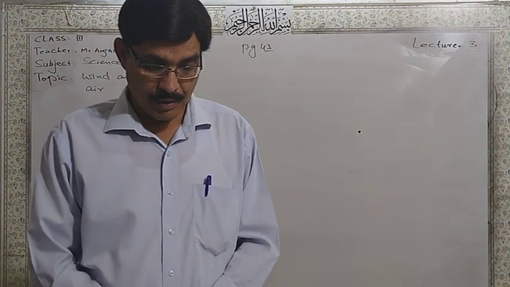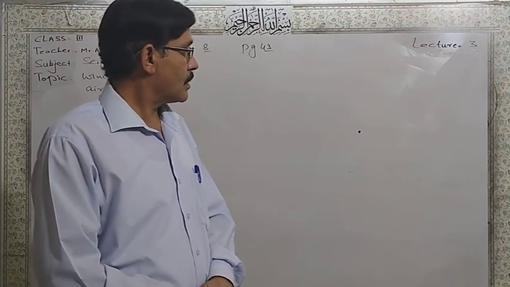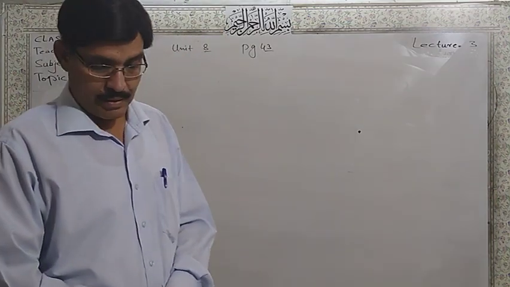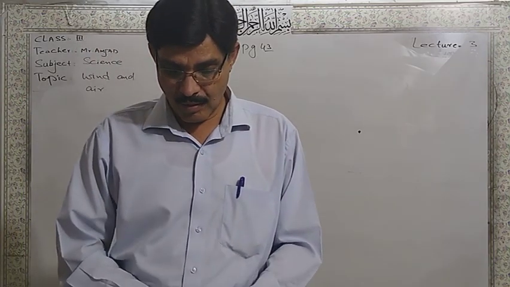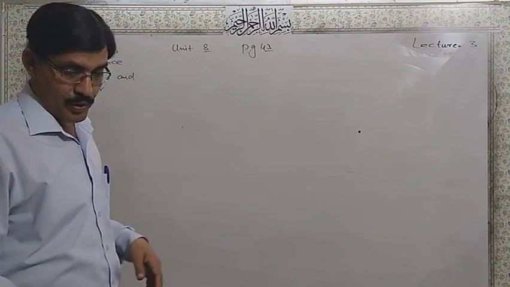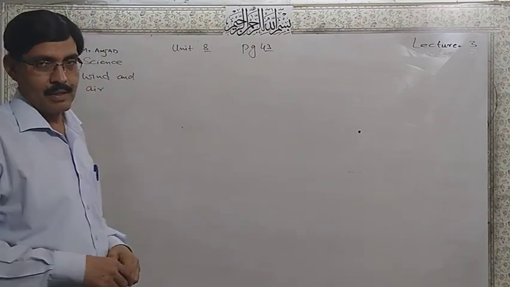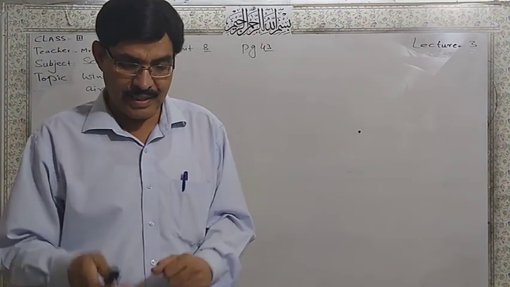Let's get started. Our third lecture for grade 3 subject science. Open your book at page number 43, unit 8. What does it mean? Wind and air. What is this? Wind and air.